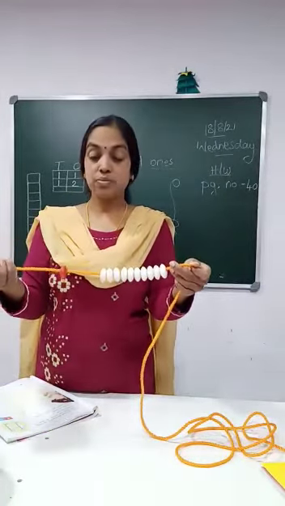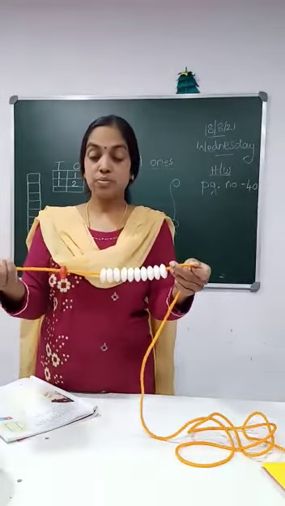So first you are going to trace here 11. You will trace it here. 11. 1, 1, 11. You are going to trace it neatly. 1, 1, 11. Then, 12. 1, 2, 12. Okay, children. 1, 2, 12. So, all this you will be doing as homework.